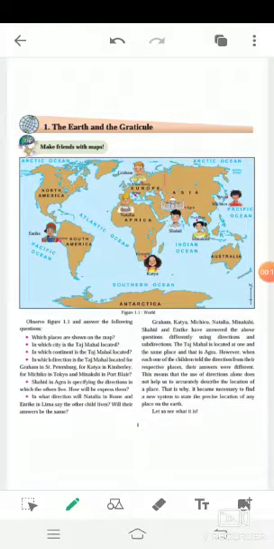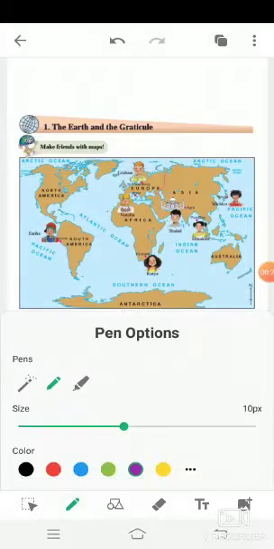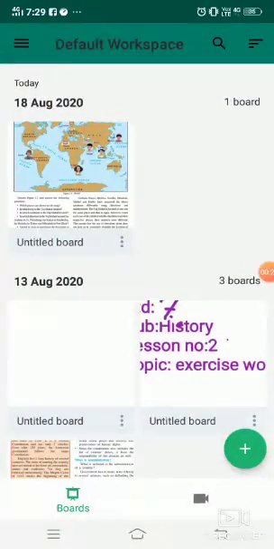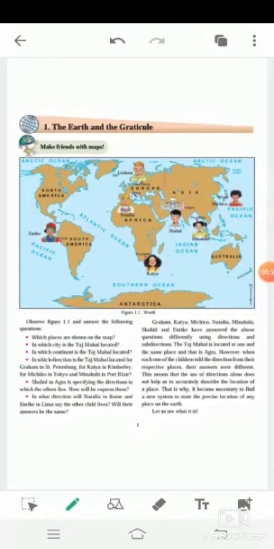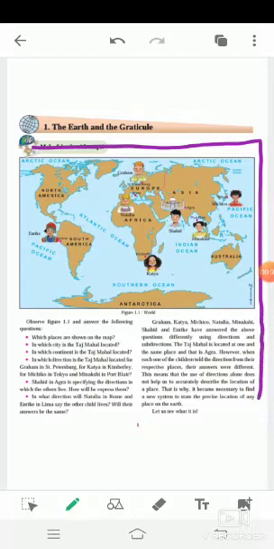Today I will be teaching Standard 6 Geography. The first chapter is the Earth and the Graticule. See, this is the world map.